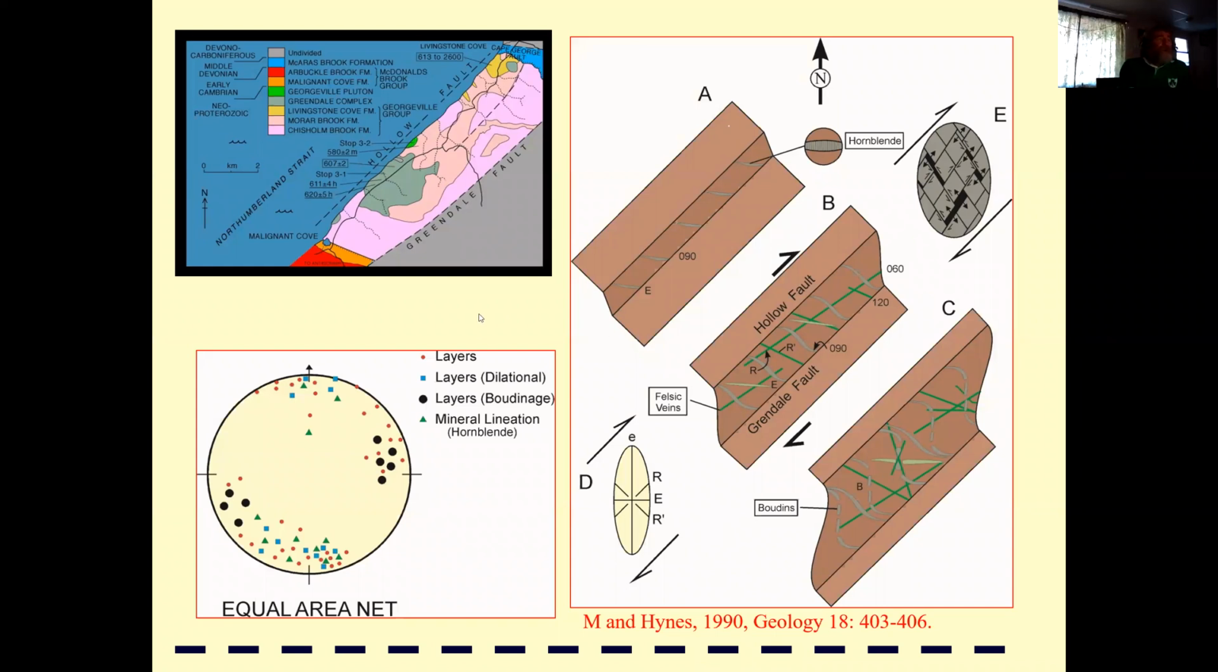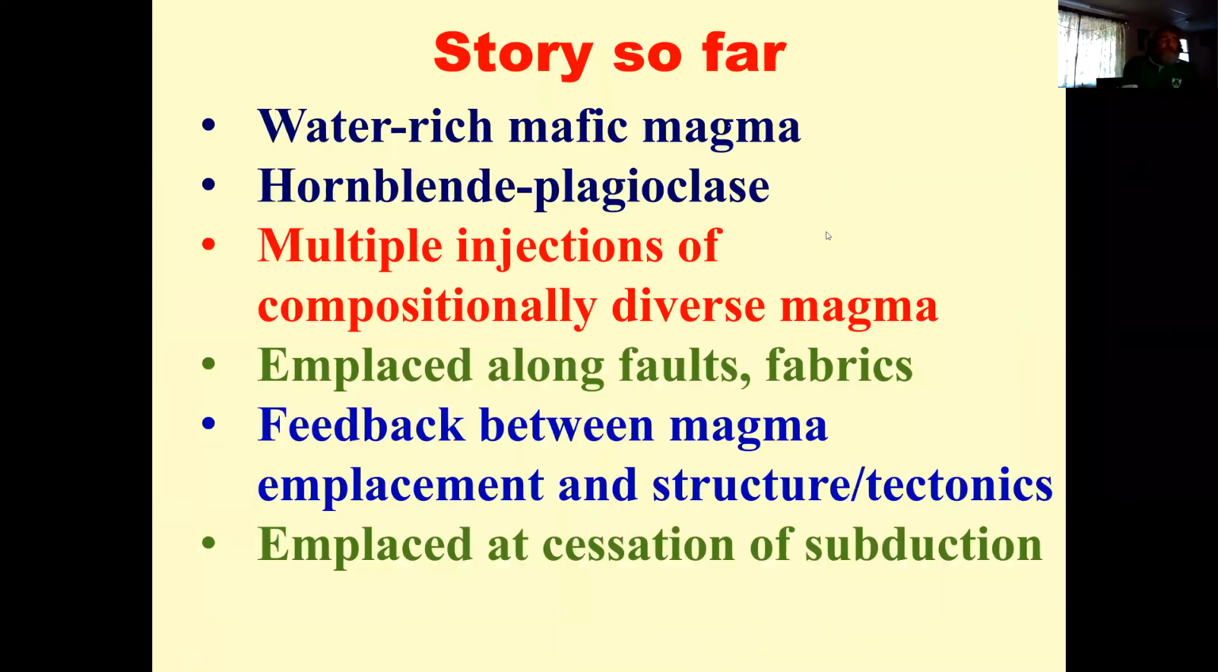So the story so far, we've got water-rich mafic magma, dominated by hornblende and plagioclase, although there are multiple injections of compositionally diverse magma, ranging from ultramafic to felsic rocks. They're in place along faults and fabrics. There is some feedback between magma emplacement and structure and the tectonic setting. And they're placed at the cessation of subduction, at the same time as that arc system was being converted into a transform fault.